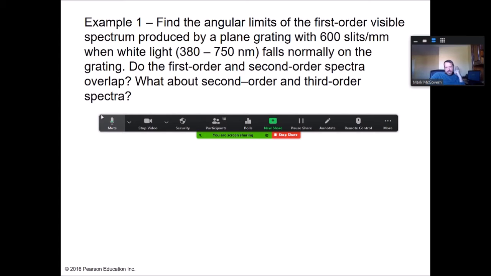Okay, sorry about that. So the idea is that having a range of wavelengths should produce a range of angles, right? And so we're trying to figure out what the range of angles is. Now, when they use the words order here, first order, second order, and so on, you will choose values for m to be 1, and then second order is 2, and third order is 3, and so on.